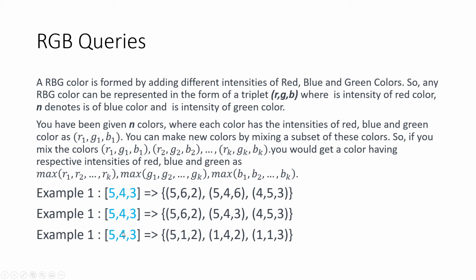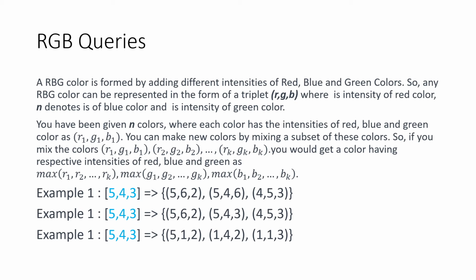In the last example, we have to mix all three colors. For the max value of R we get 5 from 5, 1, 1. For G we get 4 from 1, 4, 1, and for B we get 3 from 2, 2, 3.